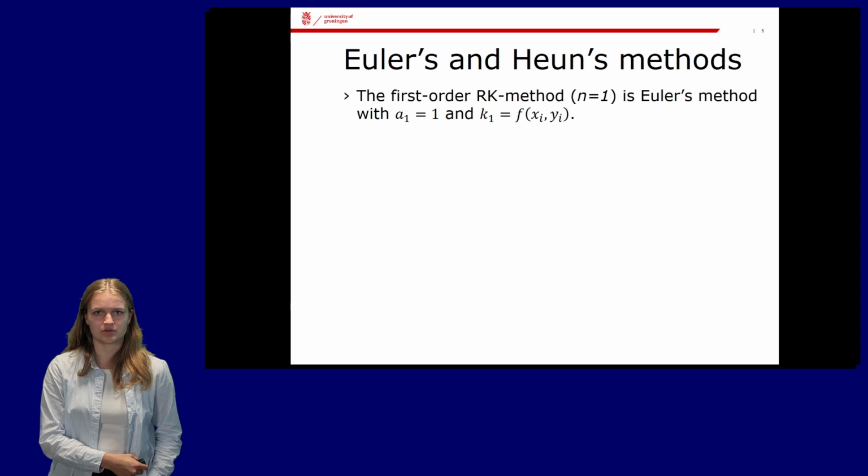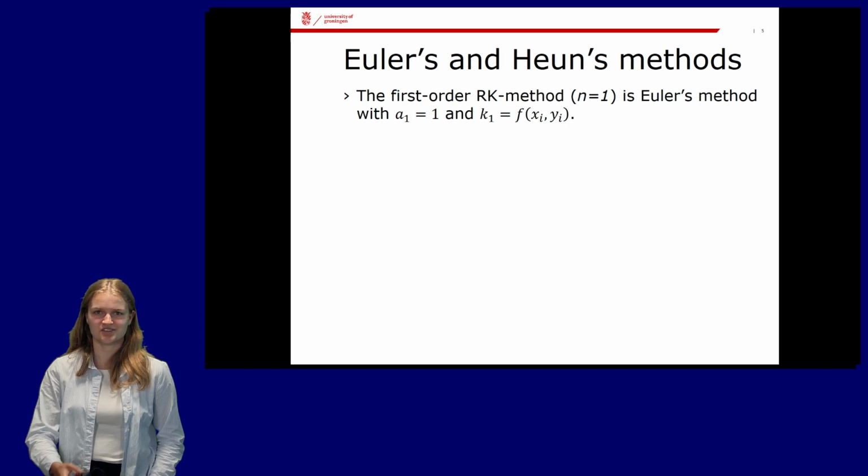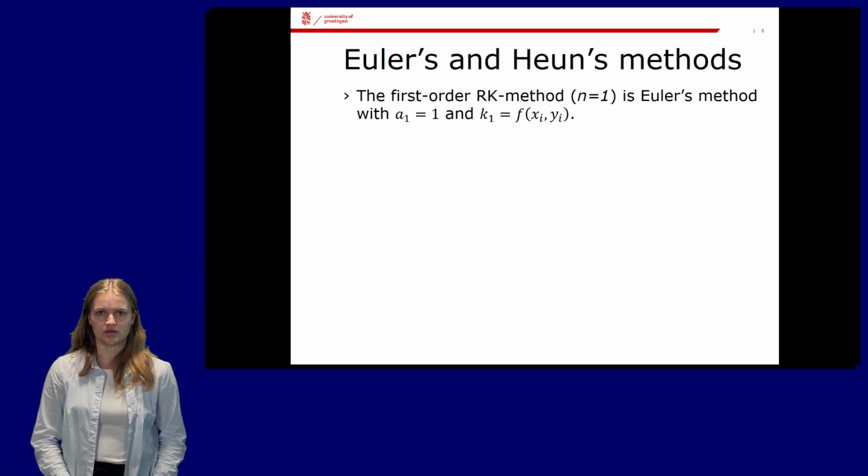For the first order Runge Kutta methods, so n is 1, Euler's method is an example of a first order Runge Kutta method, where for Euler you take the constant a1 to be 1, and your function k1 is just equal to f, this function of x_i and y_i.